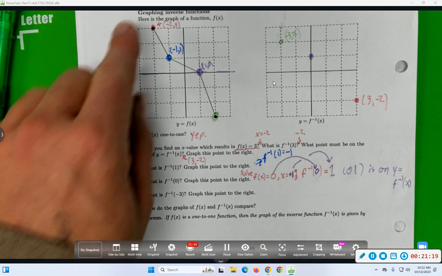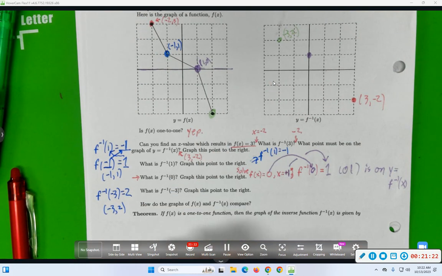All right, and maybe you can believe that if the original function is just a bunch of straight lines, then so will the inverse be.